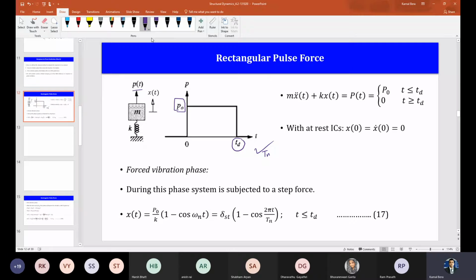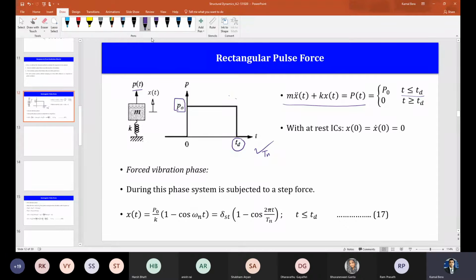But let us analyze this. This is the equation of motion, and these are the forces. P naught is the force when t is less than or equal to Td, and when t is greater than Td, there are no forces acting on it. There are two parts that interest us: the forced vibration part and the free vibration part. During the forced phase, the force is still there. What is the response?